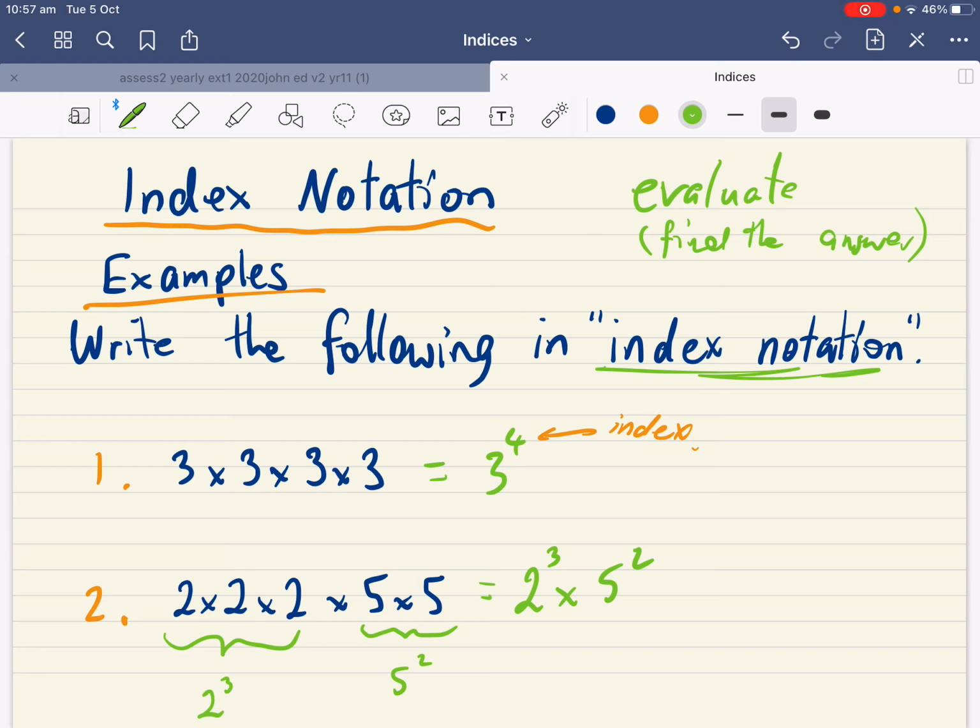Some people might be super tempted to multiply these 2 bases together to get like a 10, and then they might sort of guess what they're doing with the powers, whether they're adding them or timesing, whatever. But that's not right. 2 and 5, they're different bases. They don't simplify together like that. This here is your answer, right? That's it in index notation.